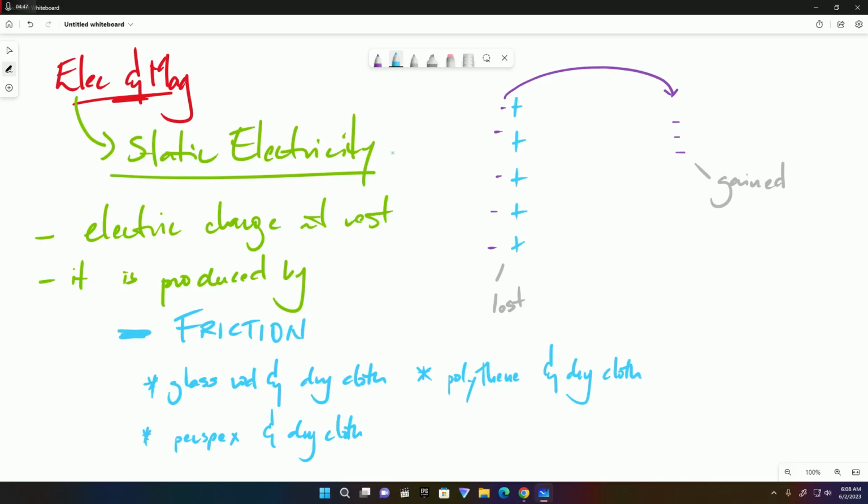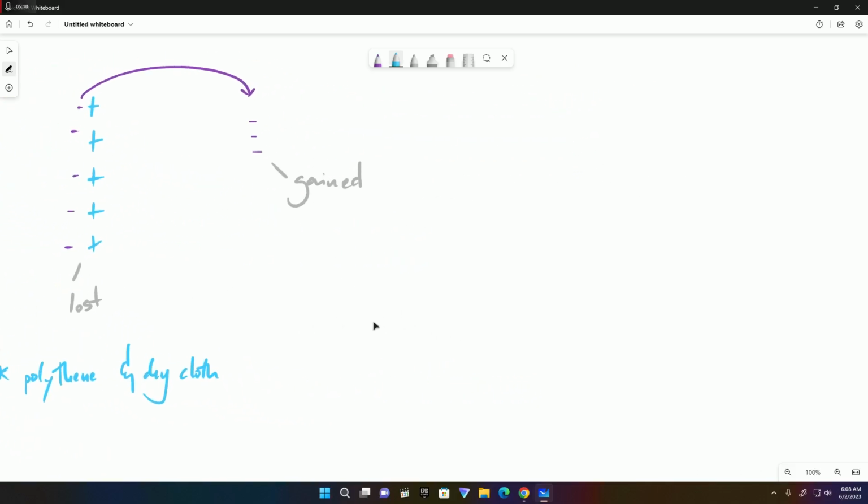Now, like I said, one will gain one type of charge, and the other will lose the same type of charge. So if one becomes negative, it means that the other one lost negative charge. Getting that out of the way. The next method is by induction.